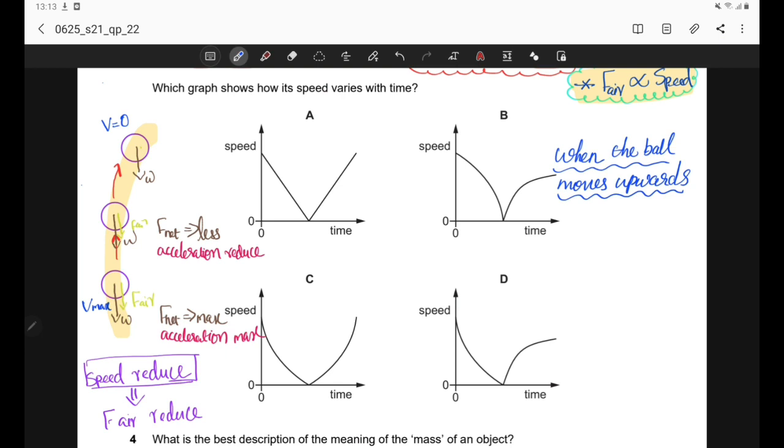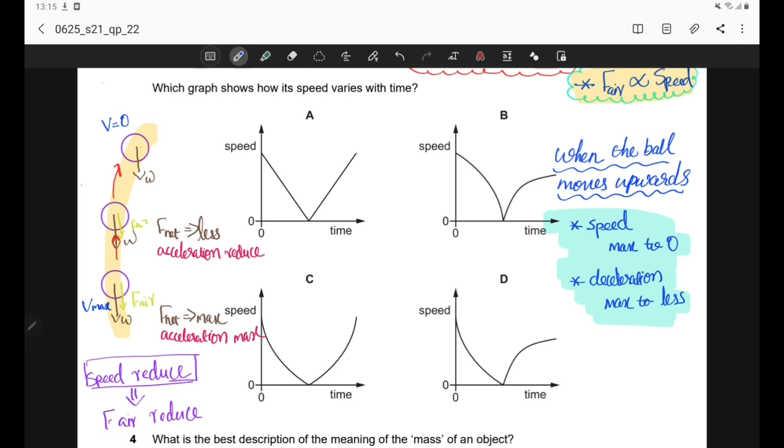we can conclude two important points, that is its speed is reducing from maximum to zero. And the deceleration, or negative acceleration, is also reducing from a maximum value to a lesser value. Now we can check which graph represents these two conditions, where the speed should reduce from maximum to zero, but the acceleration should also reduce.